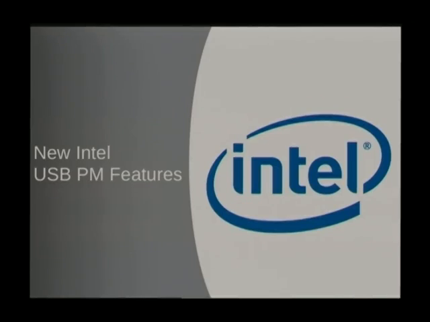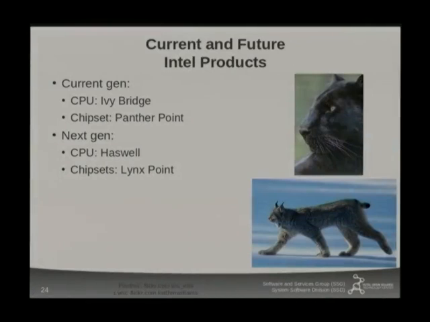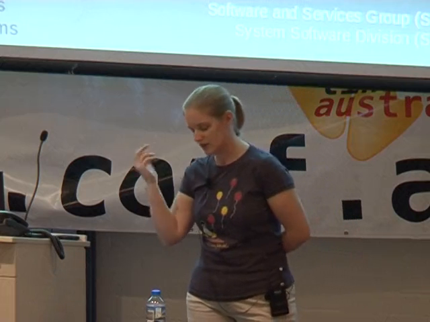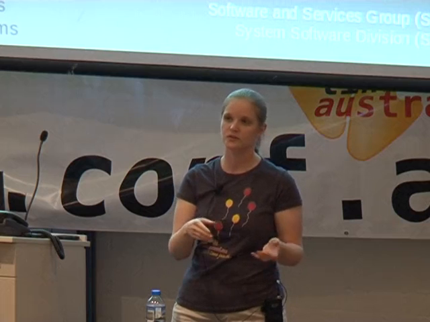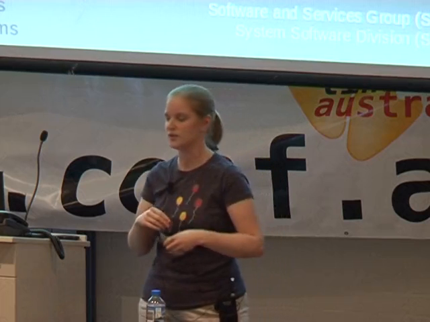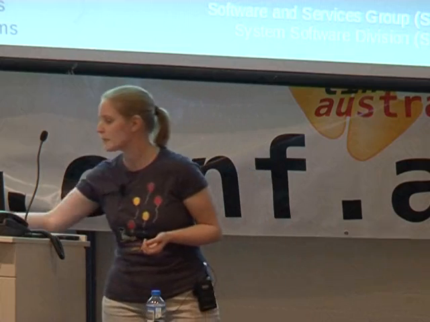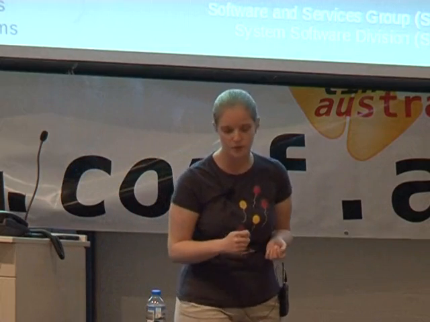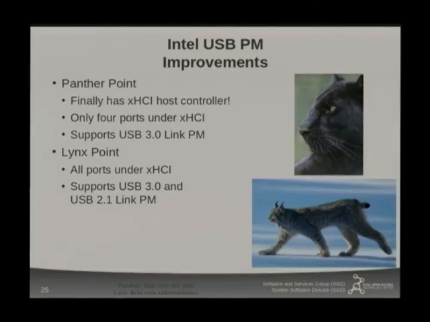So I'm going to talk a little bit about some cool new USB power management features that are in current Intel systems. For current Intel products, the current generation of CPU is Ivy Bridge. You may have heard that. The current code name for the chipset is Panther Point. Since the USB host controller is in the chipset, I only care about the chipset code name. So I'll refer to the chipset code names Panther Point for the current generation and Lynx Point for the next generation.